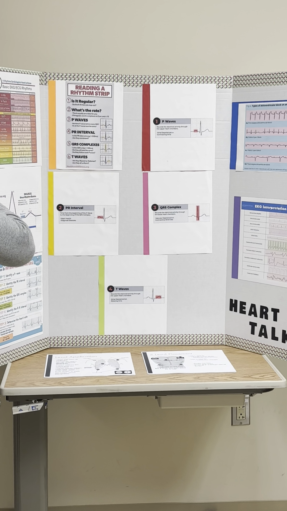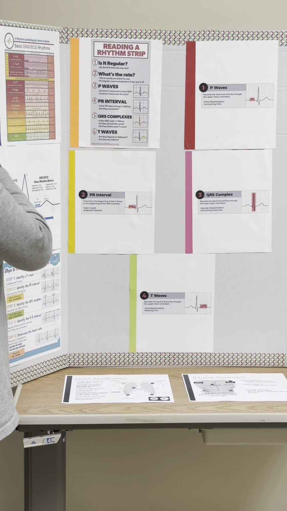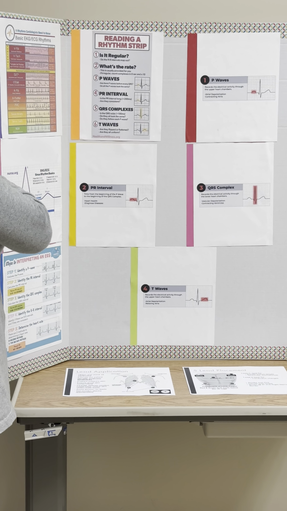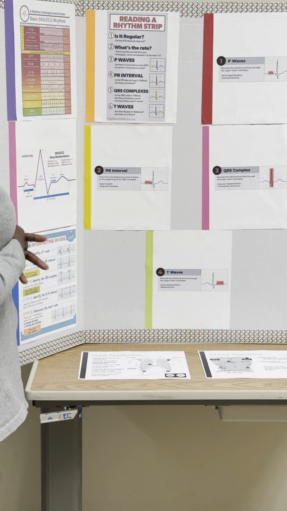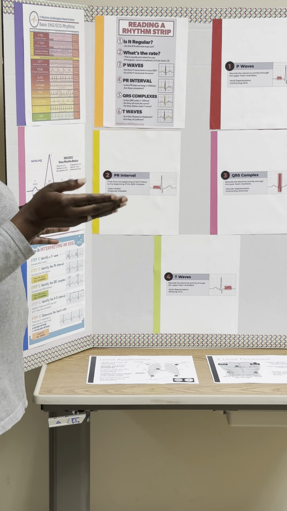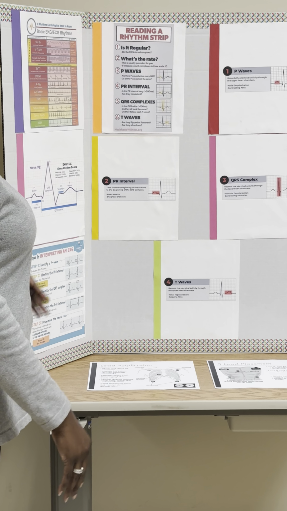When we're reading our rhythm strips, we want to know, is it regular? We're looking at those RR intervals. Is the P wave present? We want to calculate that rate. We usually use the 6-second method and multiply it by 10. Our regular rate is going to be 60 to 100. Anything below 60 is going to be bradycardic, and anything above 100 is going to be tachycardic.